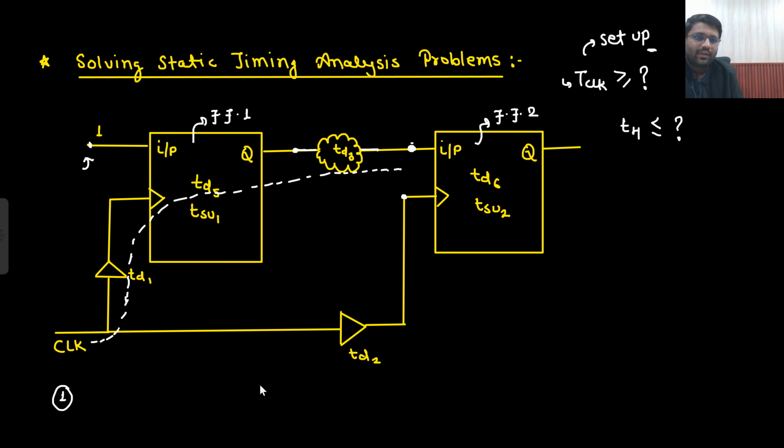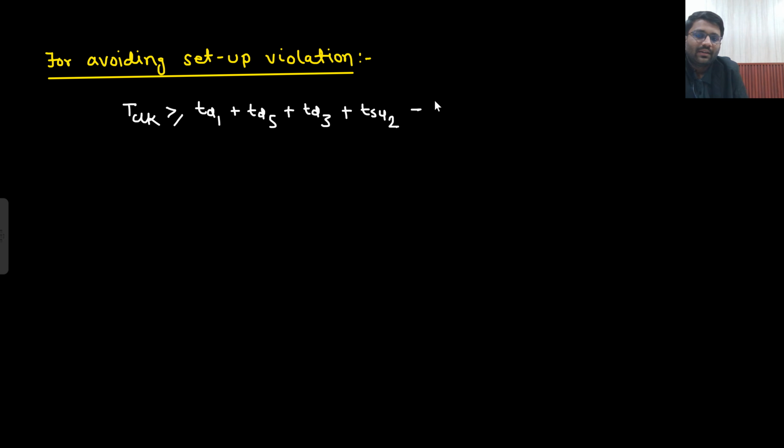So this is your clock. After how much time will the clock reach here? The clock will reach here after TD2 time. That means I will subtract TD2 time from here. That's it. This is the T clock equation. This is your complete STA done. Static timing analysis is done just by this equation. That's it. This is the job you need to do.